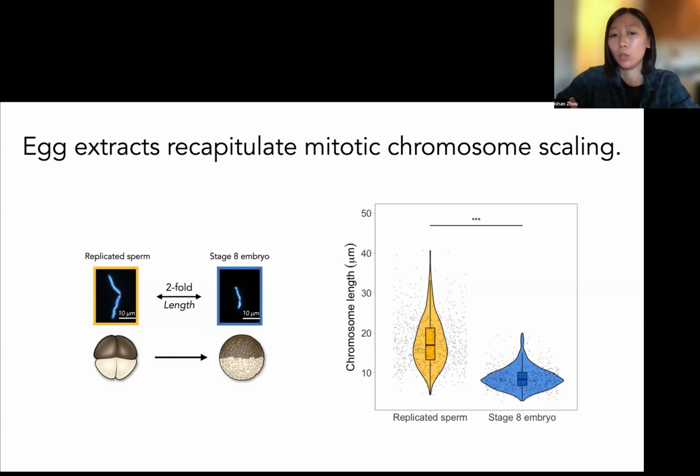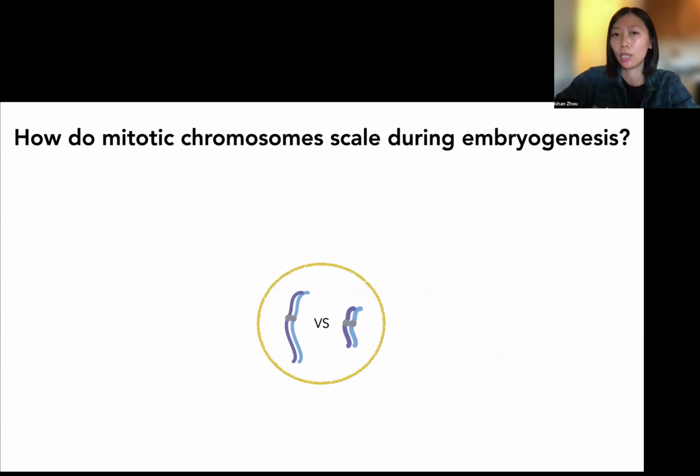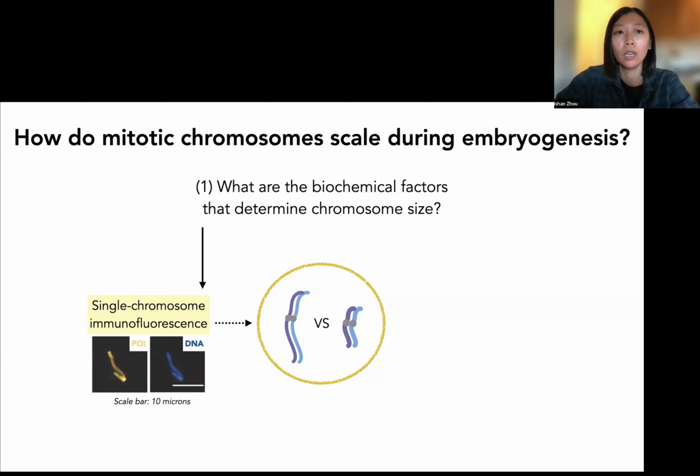And this was really exciting to us because what it suggested is that these egg extracts are actually able to recapitulate mitotic chromosome scaling, but in a test tube, in which case we can do a lot of different perturbations. And so using this egg extract system, what I went ahead and did is asked a couple of really basic questions. I wanted to know, first of all, what are some of the biochemical factors that determine chromosome size?